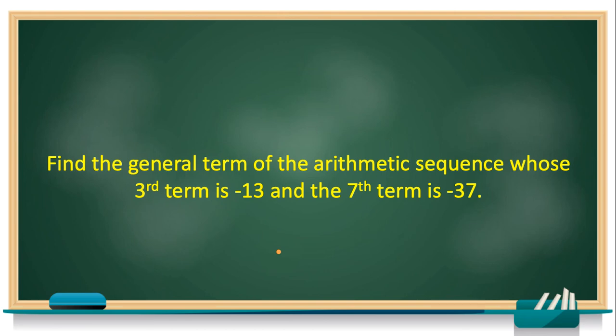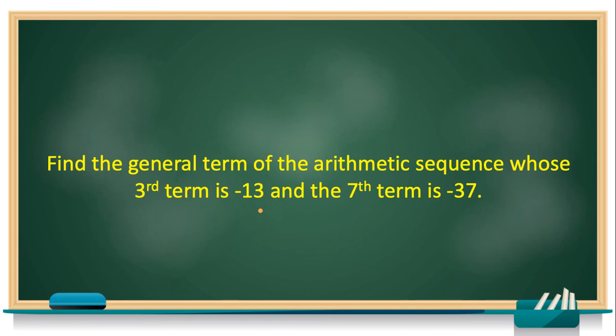For our last example, we are going to find the general term of the arithmetic sequence whose third term is negative 13 and the seventh term is negative 37. Is there a way for us to find the general term of this sequence, even if we only have the value of the third and the seventh term? Yes, we can. Remember, in finding the general rule of the arithmetic sequence, we only need to identify two given values, the first term and the common difference. And we can find the values of the first term and the common difference using what is given in the problem.